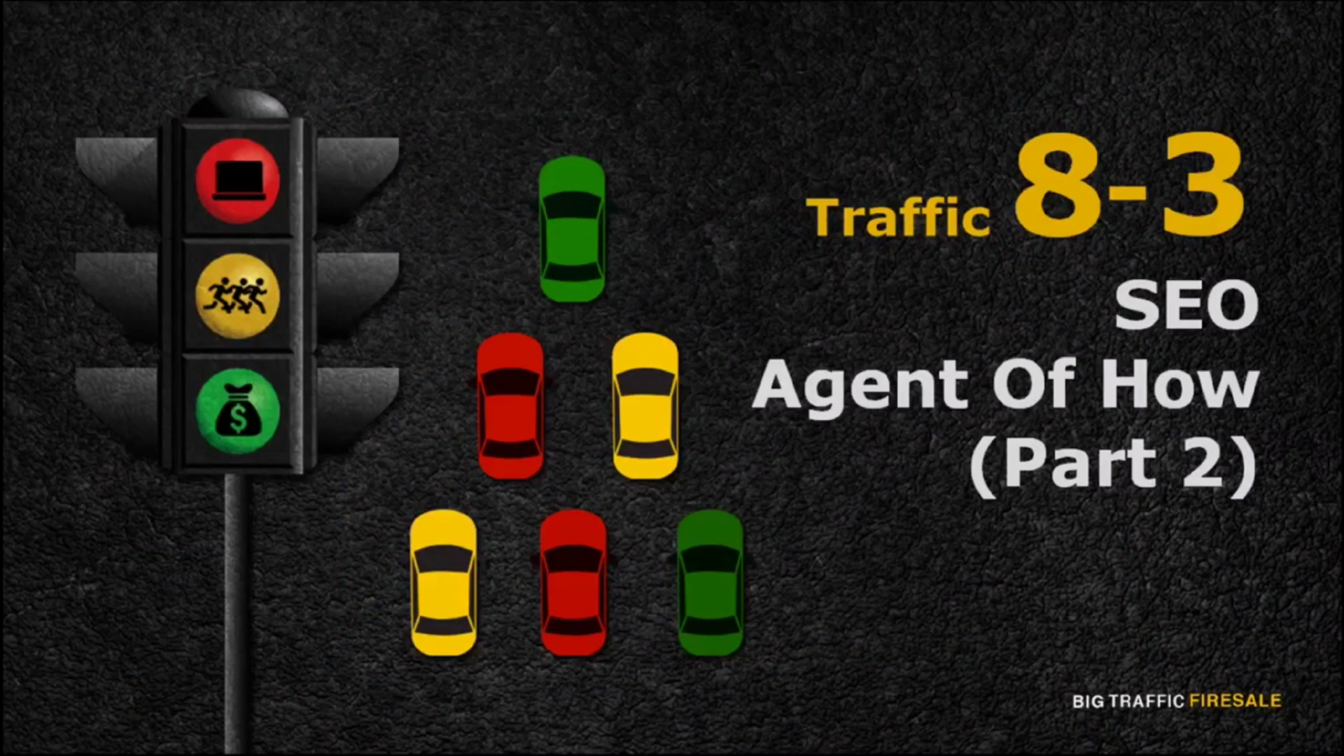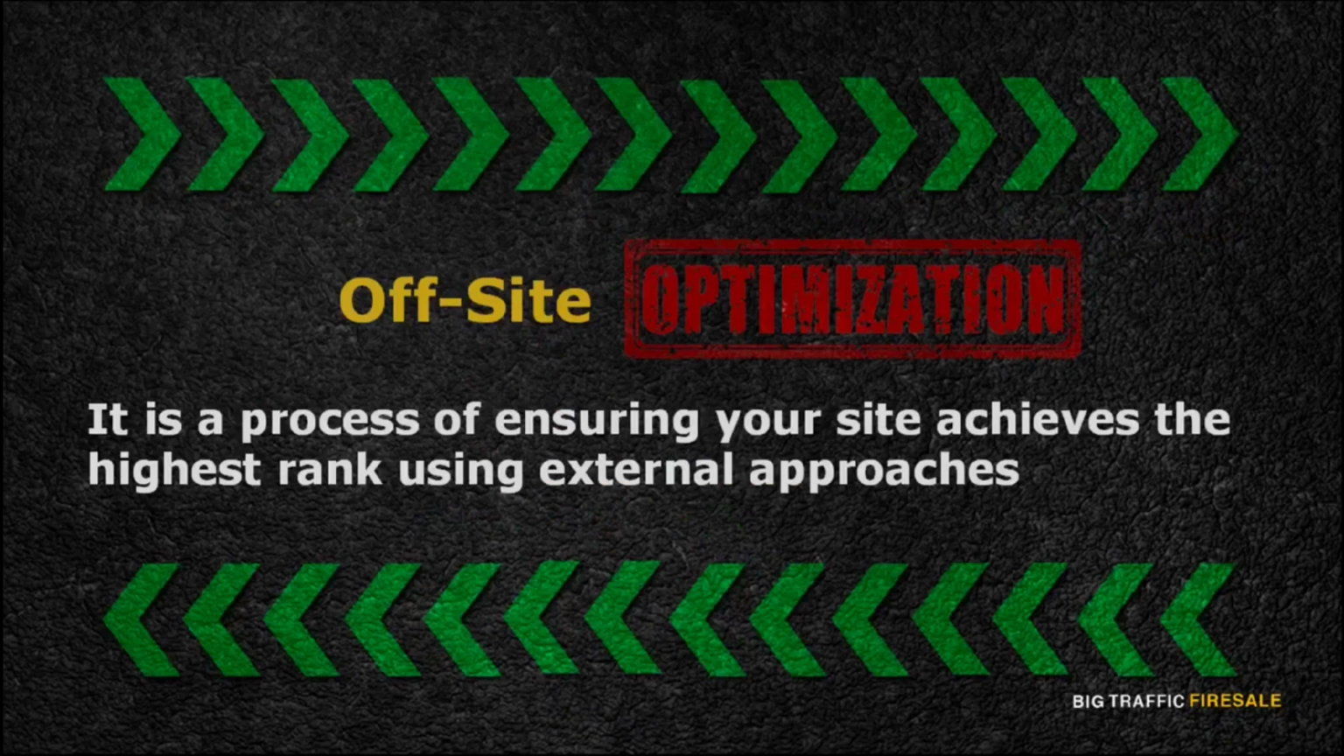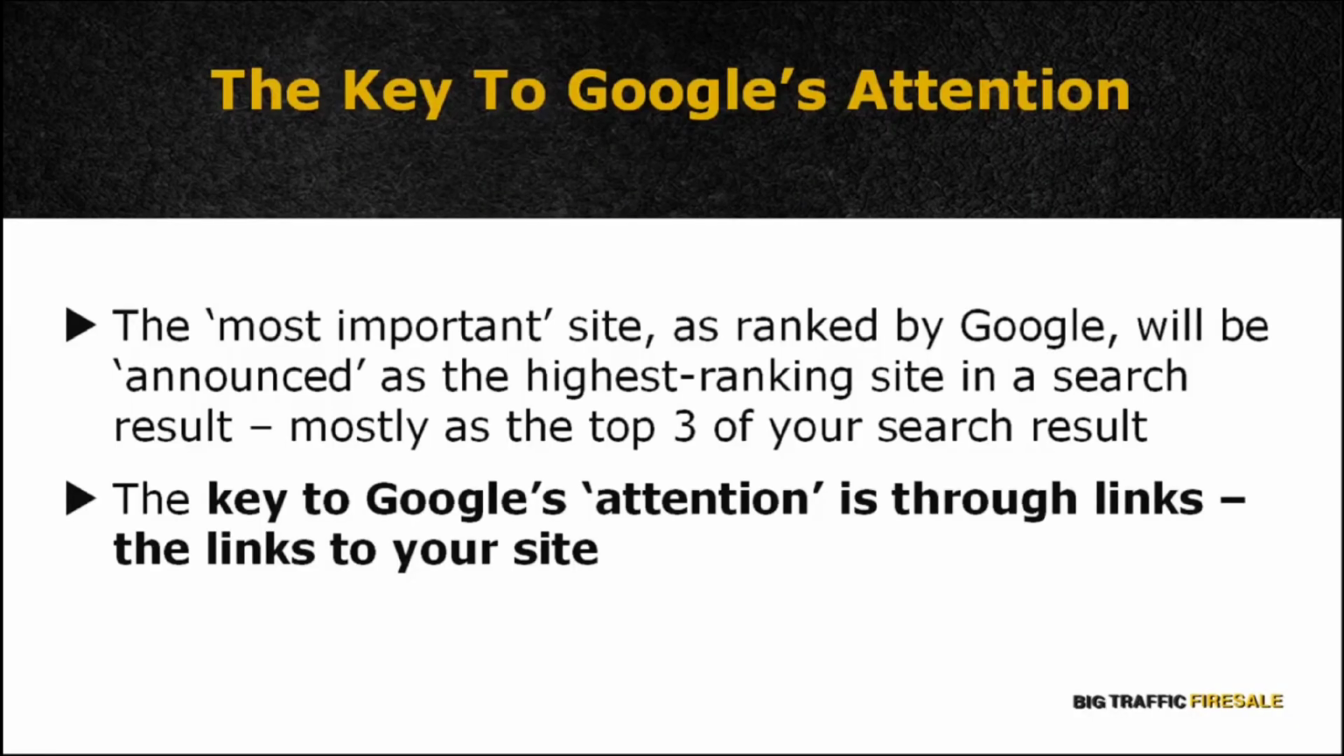The next agent of SEO is off-site optimization. Off-site optimization is a process of ensuring your site achieves the highest rank using external approaches. Simply put, it's not optimized within your site. You'll need other sites, multiple platforms, to steer Google to your main site. By now, the most important site as ranked by Google will be announced as the highest ranking site in a search result. You'll see this site mostly in the top 3 of your search results on the first page list. To be one of those sites, explore how Google evaluates the importance of a website.